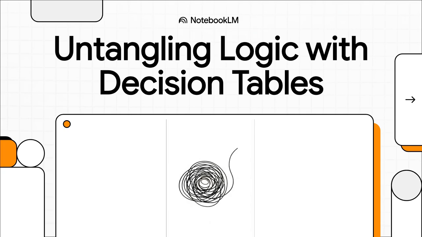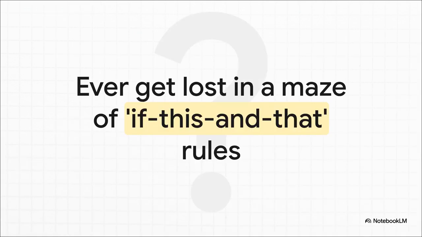All right, let's talk about something that drives pretty much all of us a little bit crazy. Trying to make sense of complex rules and really messy logic. You know the feeling, right? You're mapping out a process, and suddenly it's this web of conditions. Like, if the customer is a premium member and their payment is good, but the item is out of stock, what do we do then? It gets confusing, and it gets confusing fast.